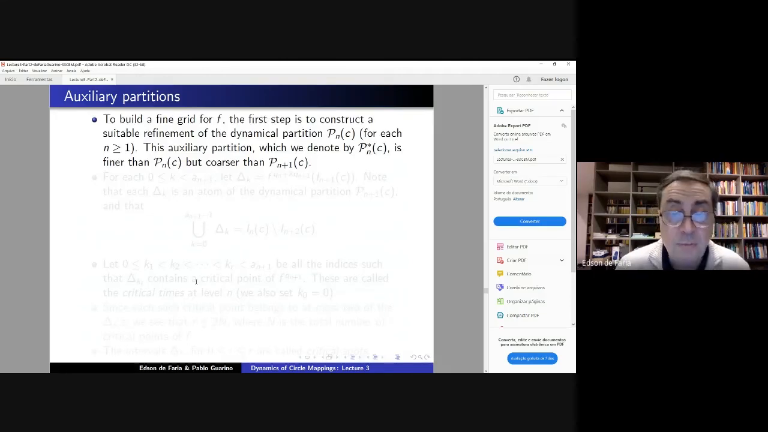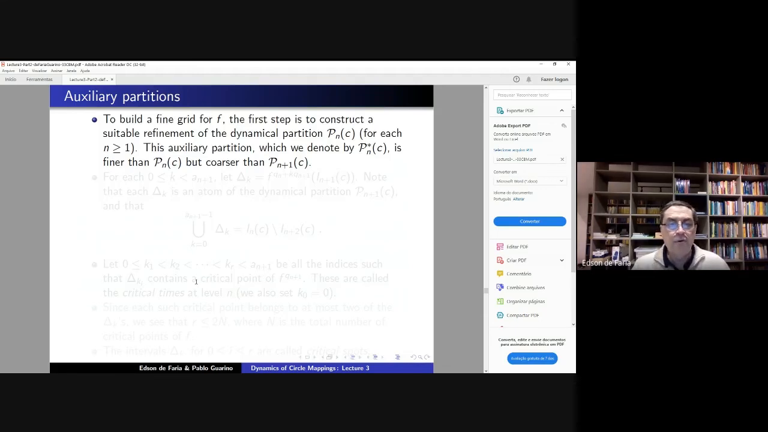Okay, so to build the fine grid for F, we first need to refine our dynamical partitions. So we are going to define an auxiliary partition that we denote P sub n star of C. It's going to be finer than Pn of C, so some atoms of Pn of C are going to actually be subdivided, but it's going to be coarser than Pn plus 1. So these partitions still are not going to constitute a fine grid in themselves, okay?